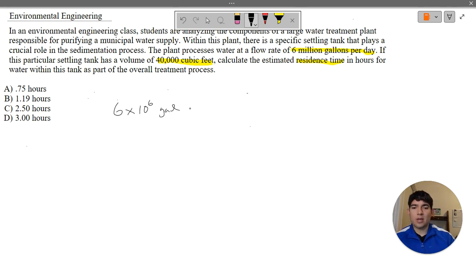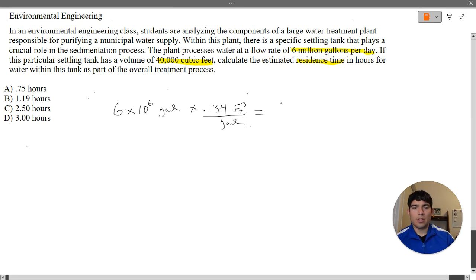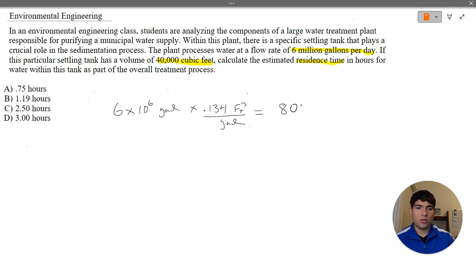So the first thing I'm going to do is convert our gallons to feet cubed. In order to do that, I am going to multiply by 0.134 feet cubed per gallon. That conversion factor can be found in the FE reference manual. You just type in conversions in the search box and it's like the first or second result when you do that. So in this case, our gallons are going to convert to 804,000 feet cubed.